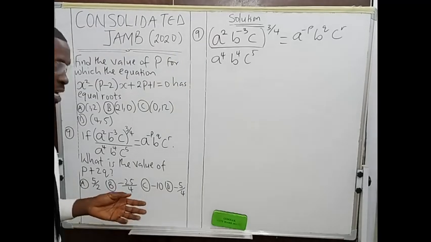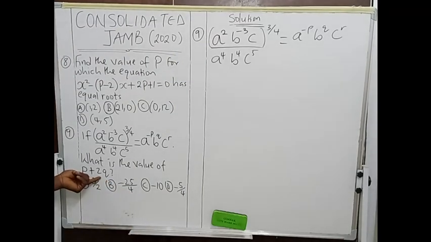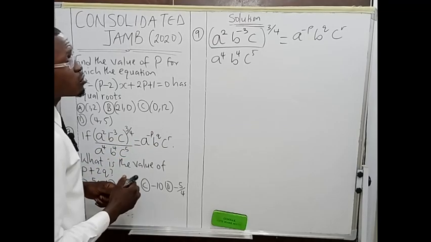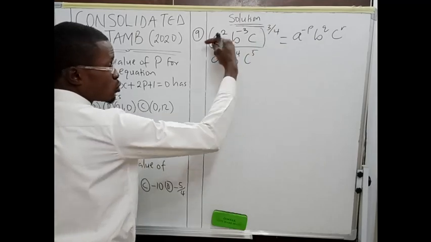Okay, now for number 9, we want to find the value of this expression p plus 2q. To do that, we have to, from this equation, get the value of p and q, and then we substitute into this expression. Okay, now first of all, we pass 3/4 through.